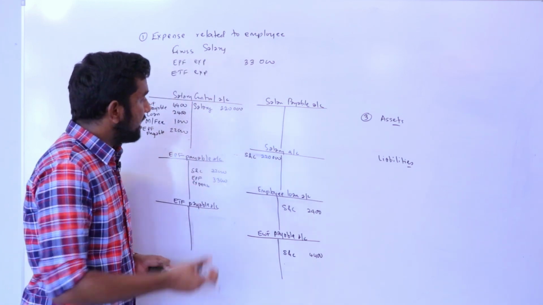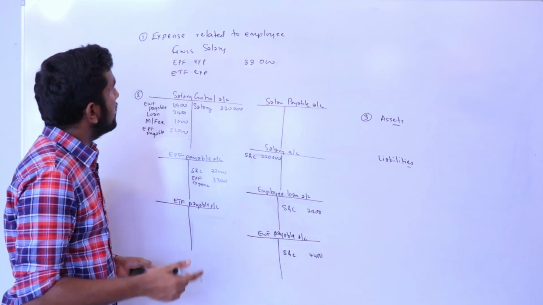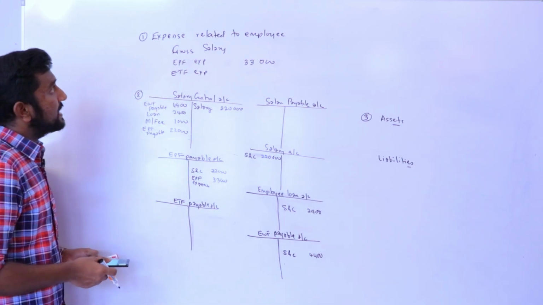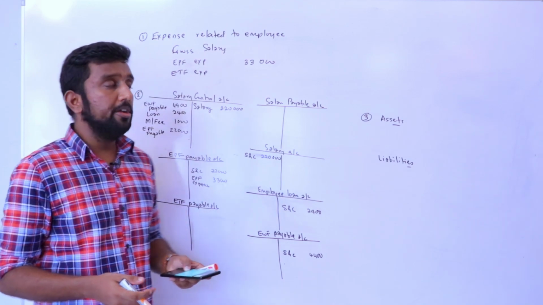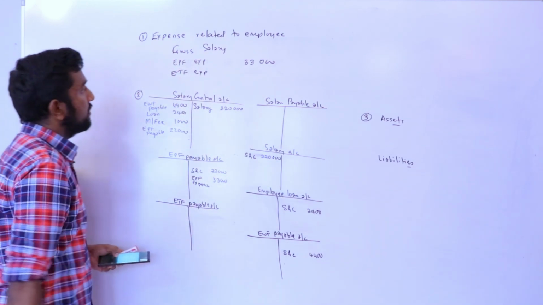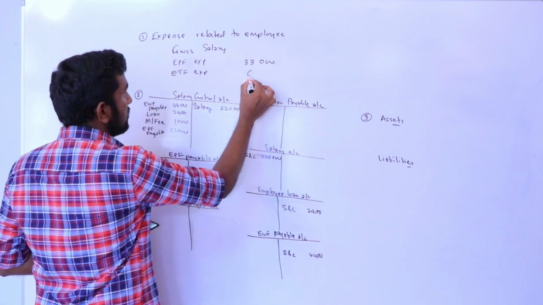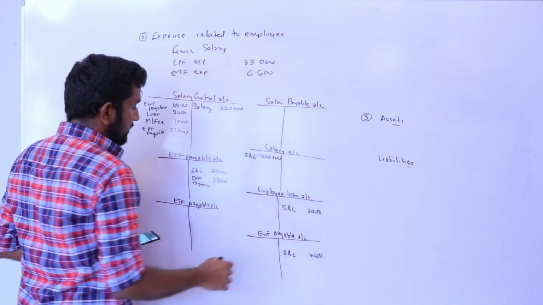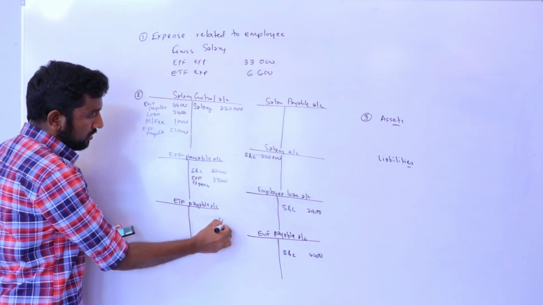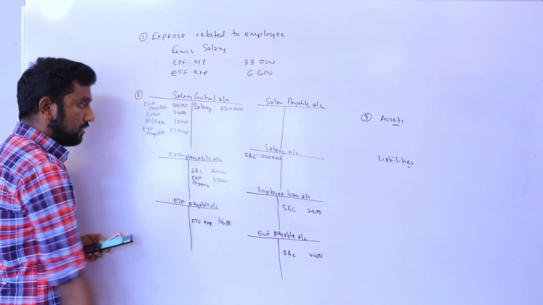So I had recorded. There's no requirement to prepare the ETF expense account, but they have asked you to find the expenses related to employee. We already wrote the expenses related to employee. ETF expense is one of it. So I record there, the first entry 6,600 and the second entry in ETF payable account 6,600. I'll write here ETF expense.